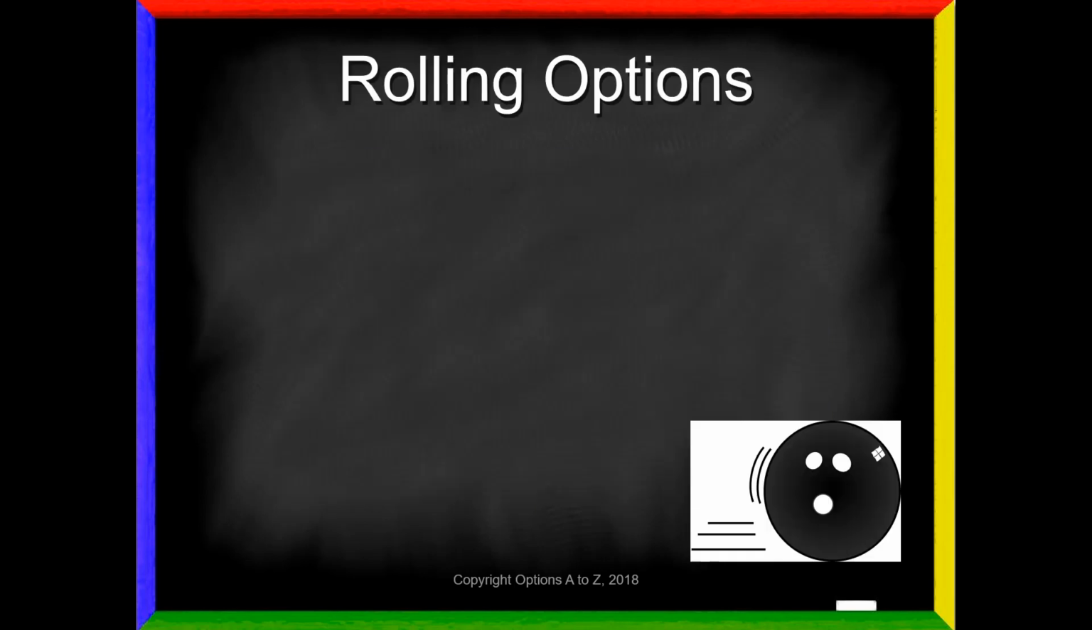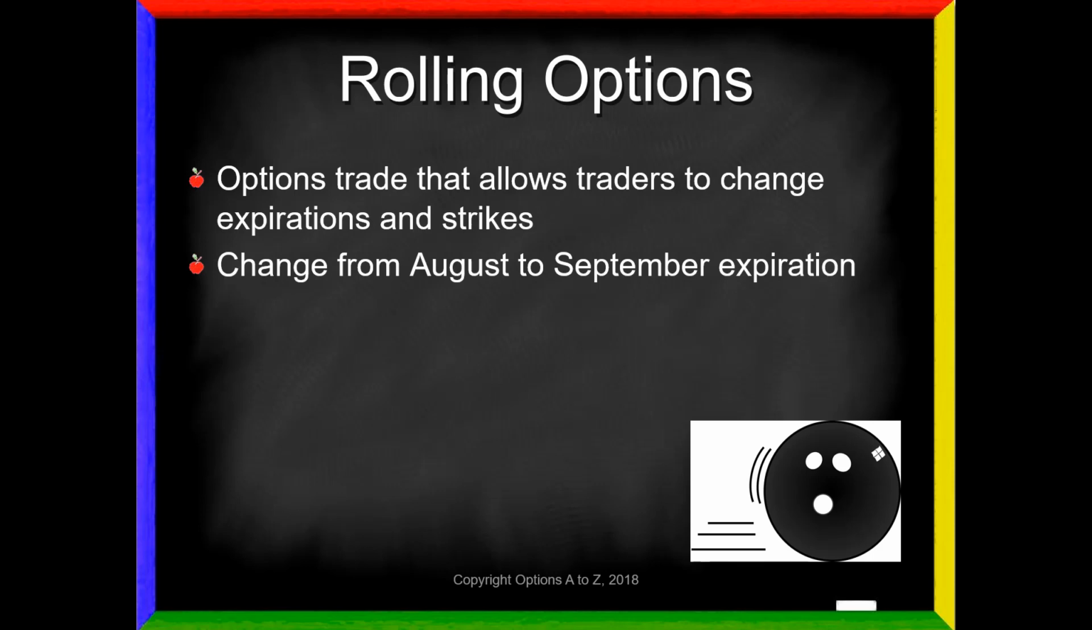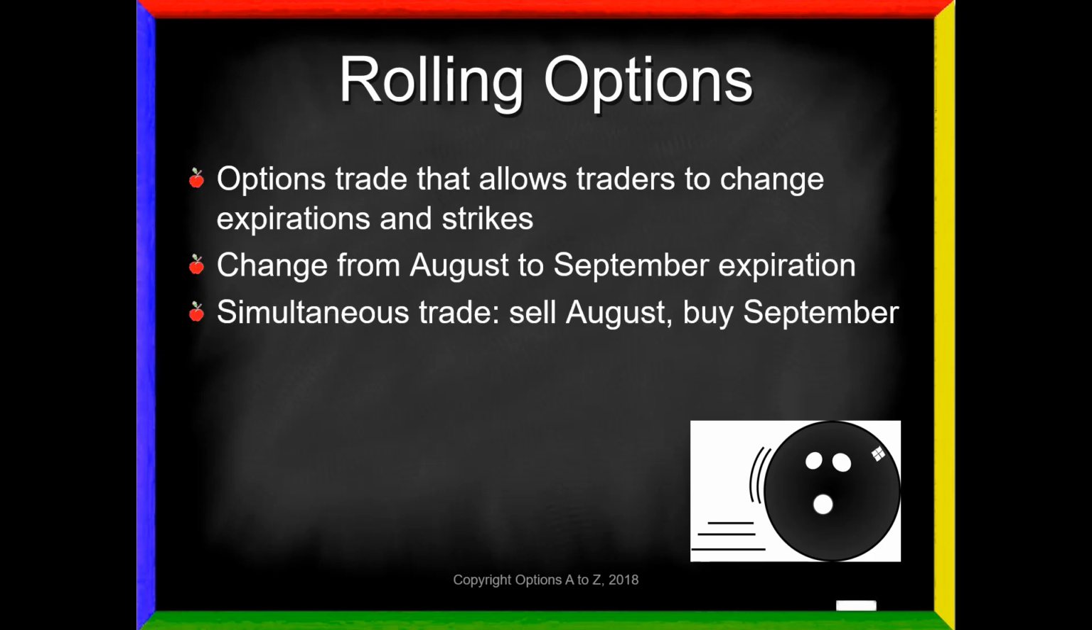First of all, what does it mean to roll an option? Well, anytime we talk about rolling options, it's really an options trade that allows traders to change to different expirations and/or strikes. So for example, let's say you want to change from the August to September expiration. Maybe your August is about to expire. And we don't want to wait for Monday for it to expire and then buy September's. We just want to change from August to September simultaneously, and we would do that with a simultaneous trade. We would sell our August call and buy the September.